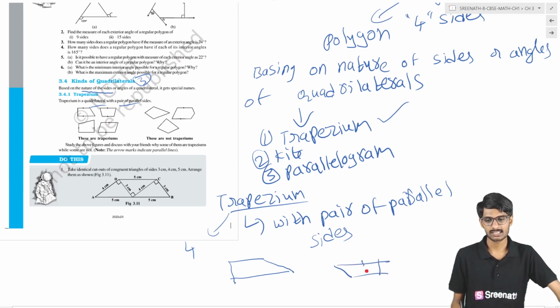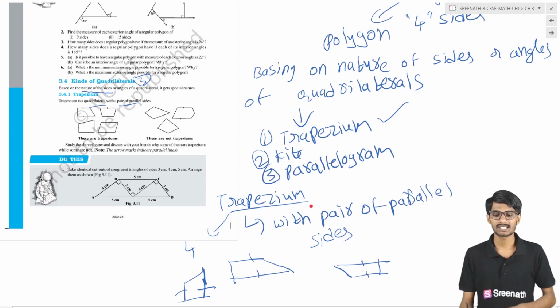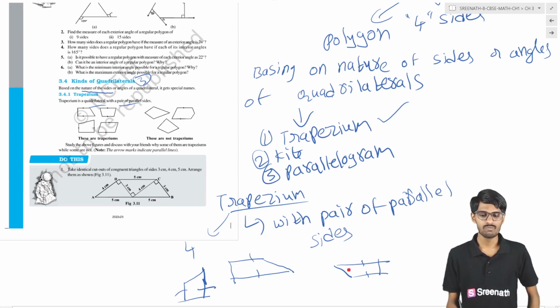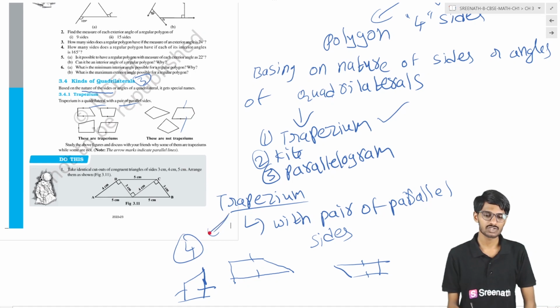In this case, this and this are parallel. In this case, this and this are parallel. So a trapezium is nothing but a quadrilateral with 2 sides parallel. Whenever 2 sides are parallel, that quadrilateral is called a trapezium, students. In this case, these 2 are parallel, but it has 5 sides, so it is not a quadrilateral and it is not a trapezium. So a trapezium must have 4 sides, out of which 2 sides must be parallel. Then we call it a trapezium, students.